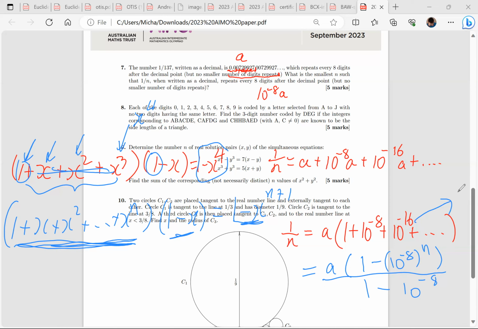Because 1% of 1% is like 1 in 10,000, right? So if you make 1% of 1% of 1% of 1%, it's as close to 0 as you want. So if n gets really big, this thing becomes 0, and then you just get a on 1 minus 10 to the minus 8.